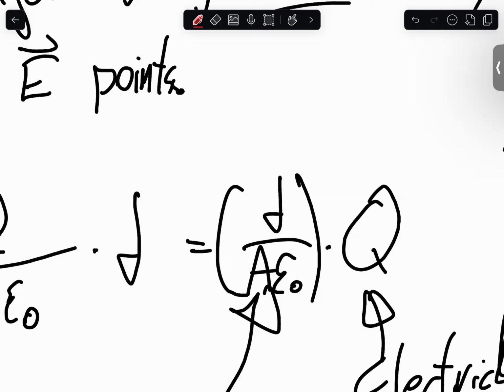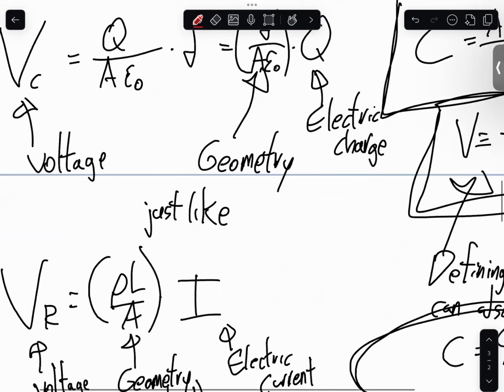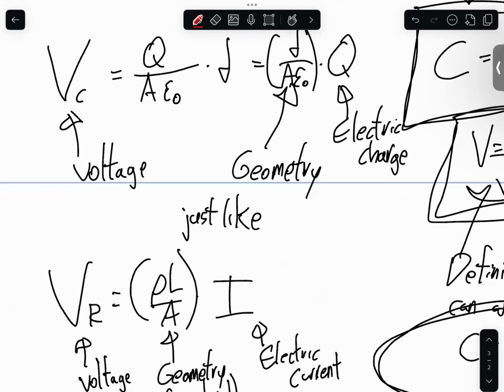What does this mean? Charge on the plates of the capacitor is an electrical property. Capacitor voltage is geometry times some property of the electricity, the charge on the capacitor. Resistor voltage is some properties of the resistor times some electrical flow parameter, current. Do you see the parallel here? Voltage equals constant times electricity term.